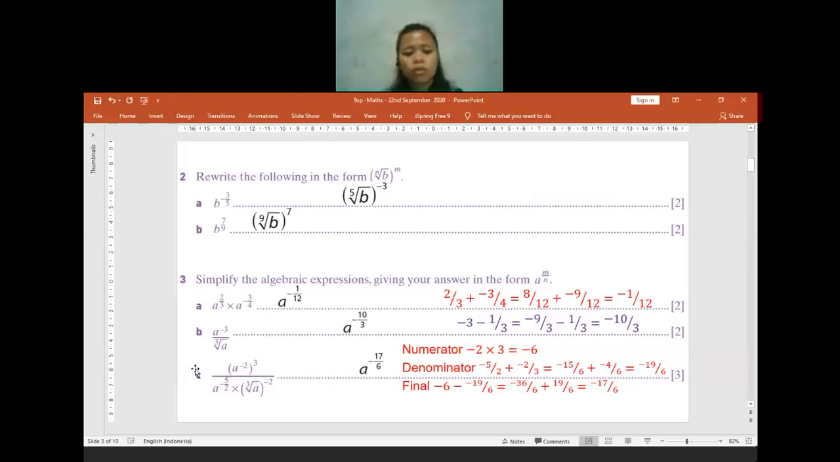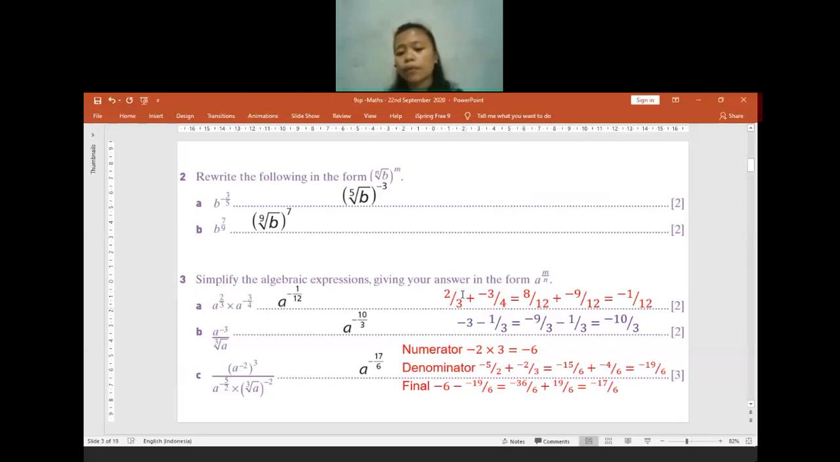So maybe I can try to clarify it to you. Yeah, I don't know how to do it. Okay, for all of number 3. So the first thing that you have to make sure is that you remember all of the index laws.